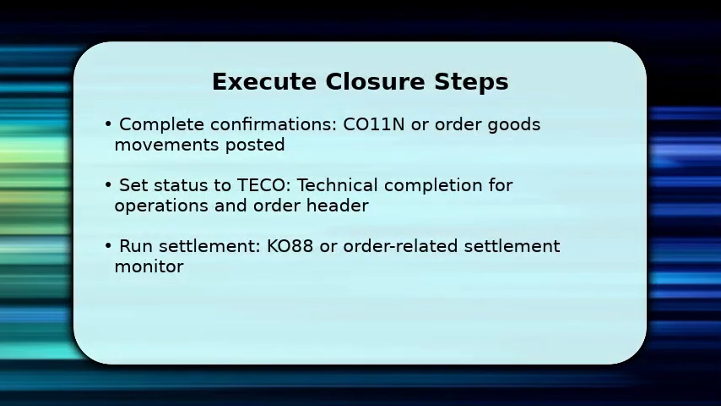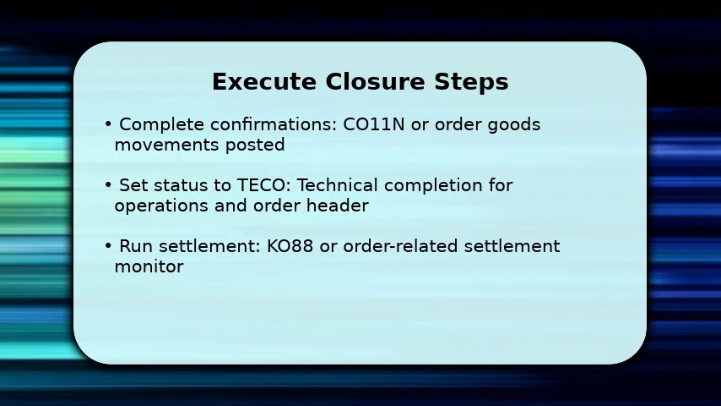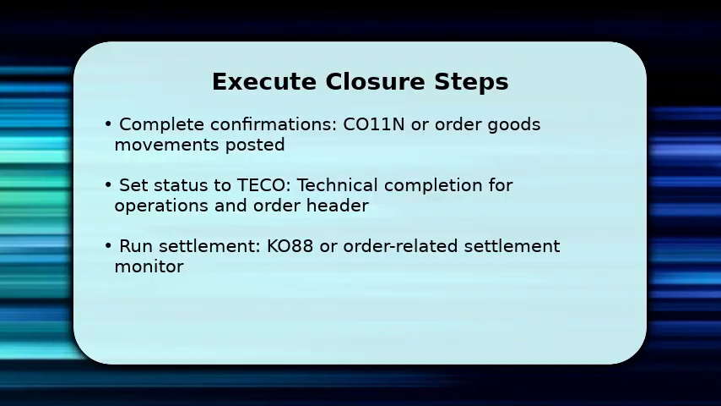Now you execute the core steps. You should post any remaining confirmations using CO11N and ensure goods movements or GRs are recorded so inventory and cost lines are accurate. Then set the order to TICO, change operation and header status to technical complete. This prevents further time confirmations.